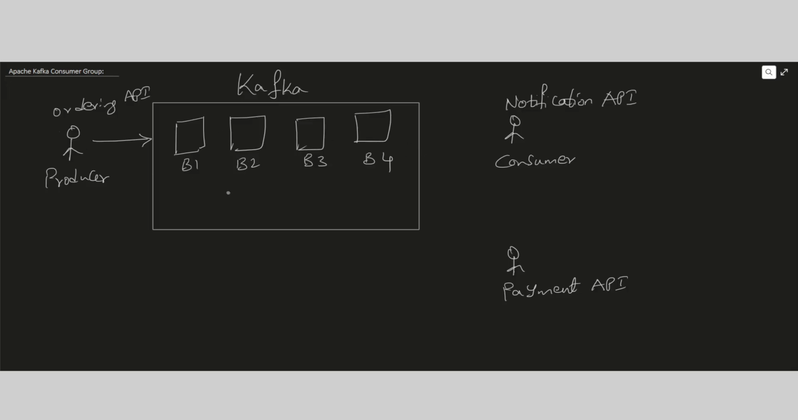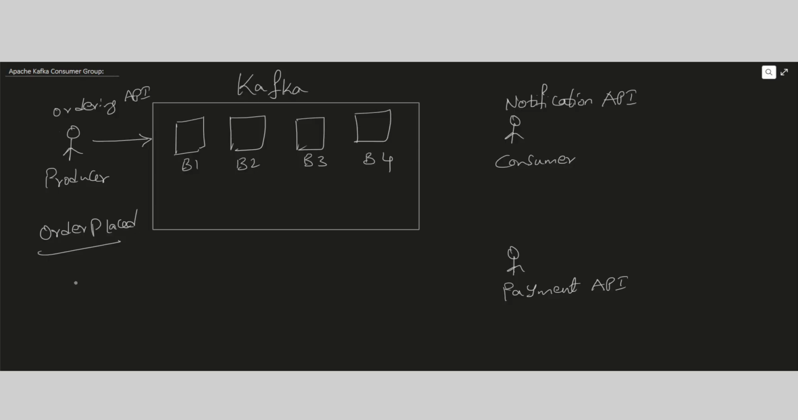Now let's say we'll create a topic for this. The topic name is order placed. So in Kafka, we'll create a topic called order placed, and the ordering API will insert messages into the order placed topic, and the notification API and payment API will read messages from the order placed topic. So that is how it works.